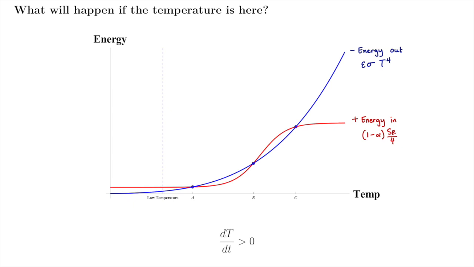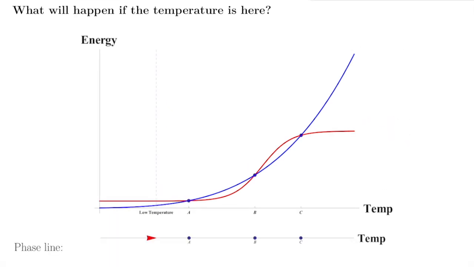That means in the balancing act between energy in and energy out, the right-hand side of our differential equation would be positive. So if we're in that region all the way on the left, the rate of temperature with respect to time would be positive, which means we would expect the temperature to rise.